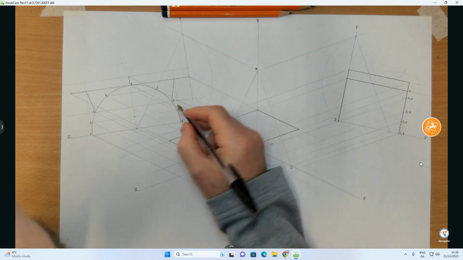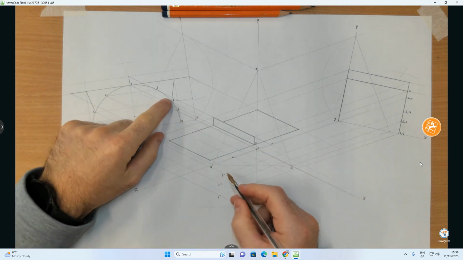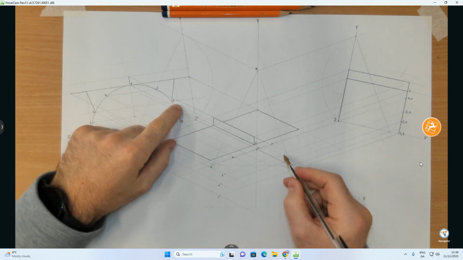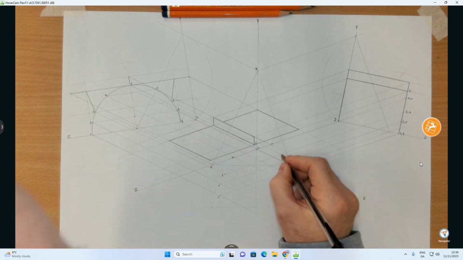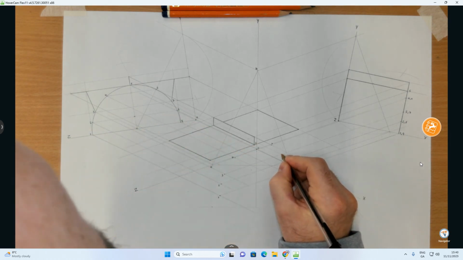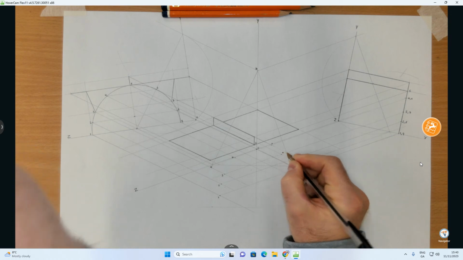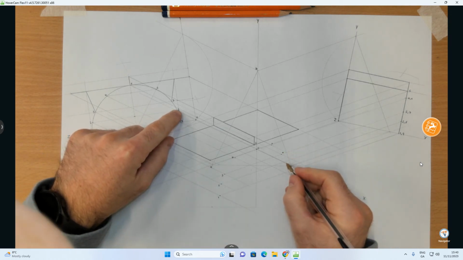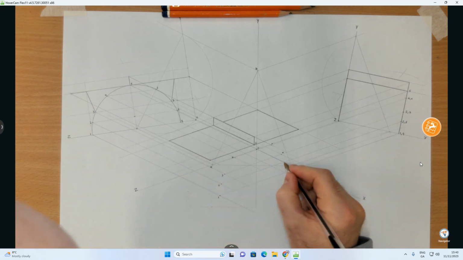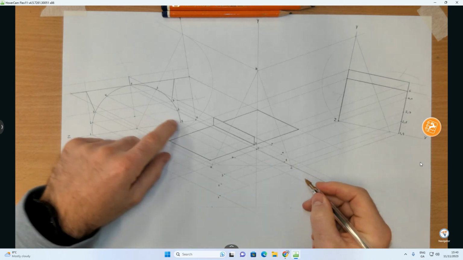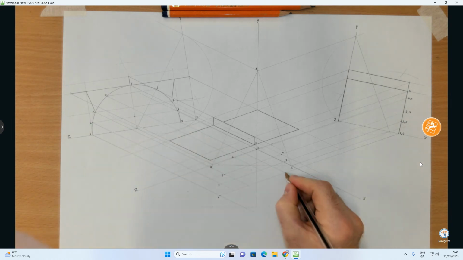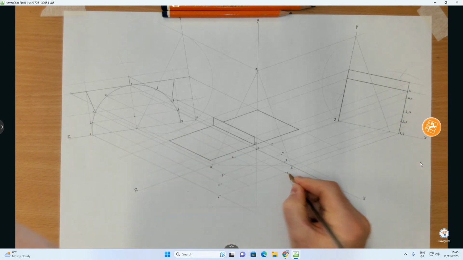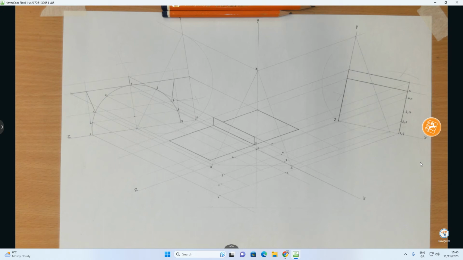Then I'm on to the 7, which is on the same line as the 3. So follow it down. And then onto the 8. Same line as the 2. Follow it down. And finally the 9, which is down here. Okay, as you can see, the curve's starting to take shape there now.